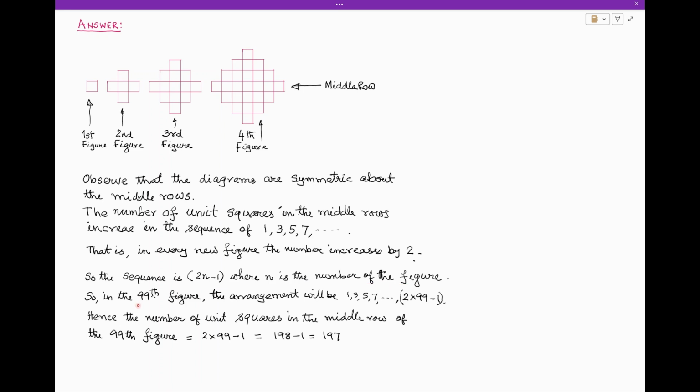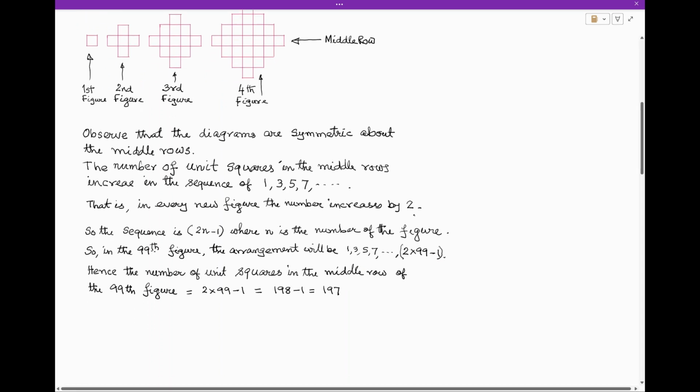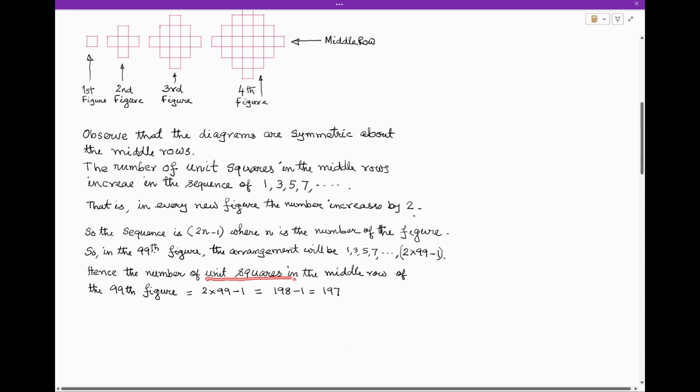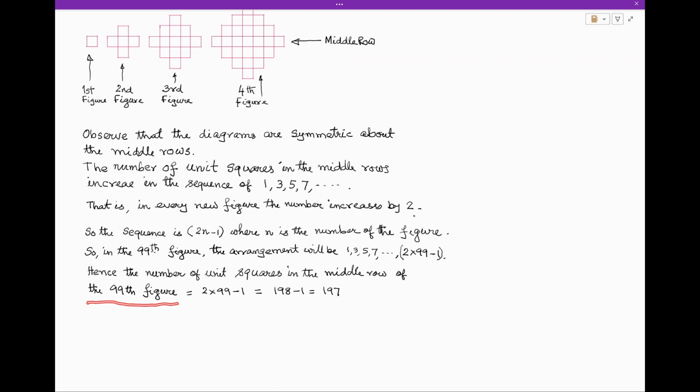Therefore, in the 99th figure, the arrangement will be 1, 3, 5, 7, up to 2 into 99 minus 1. Or the number of unit squares in the middle row of the 99th figure is 2 multiplied by 99 minus 1, that is equal to 198 minus 1 or 197 unit squares.